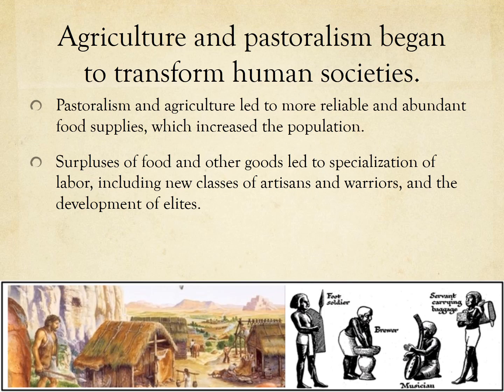Agriculture and pastoralism began to transform human society, so they led to more reliable and abundant food supplies, which increases the population. If you have more food that's reliable, obviously your population size is going to increase. So surpluses of food and other goods lead to specialization of labor. If you have too much food, people need to have something else to do. So you've got new classes of artisans and warriors and a development of an elite class as well.